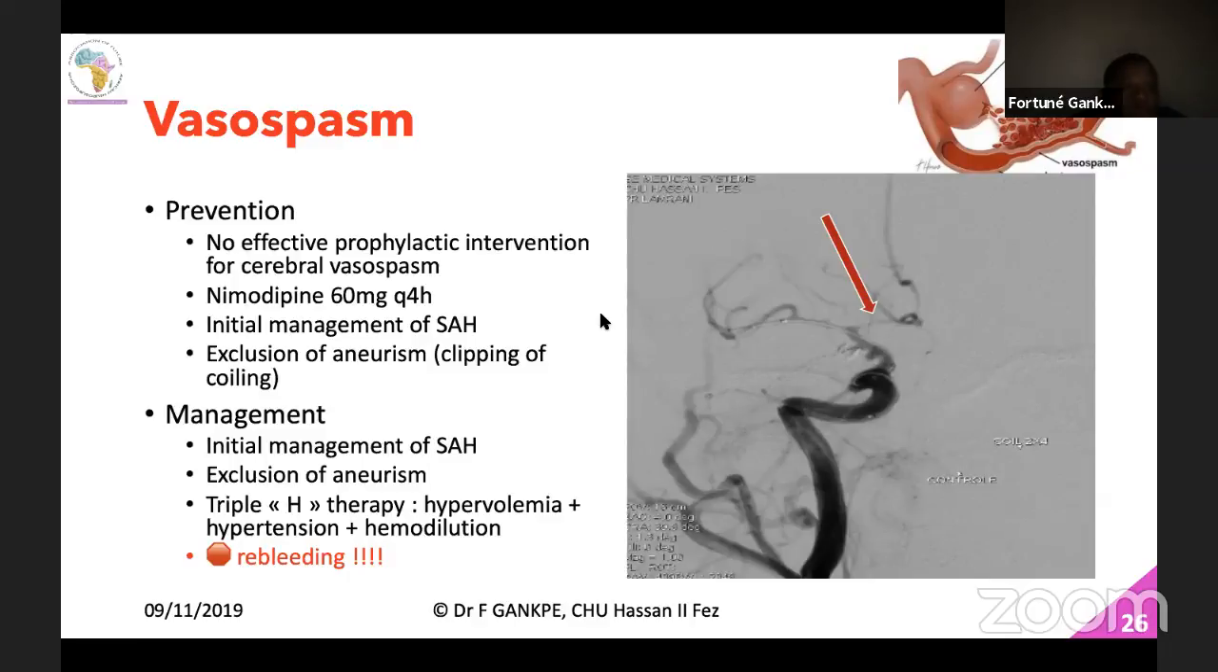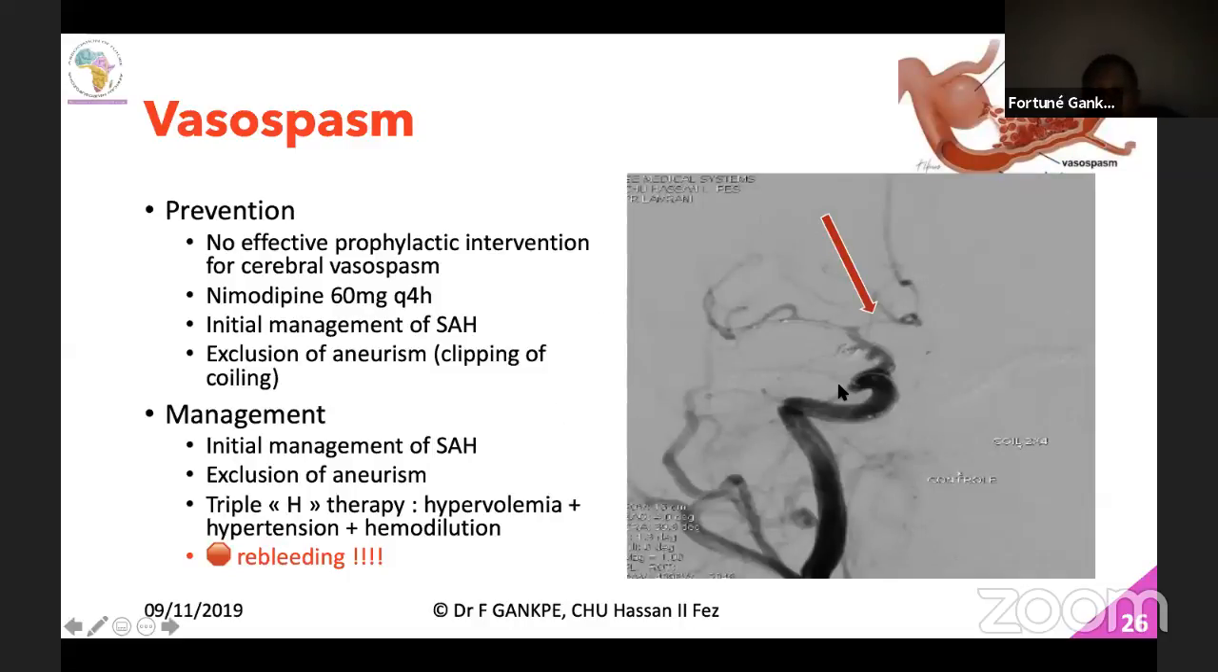When the vasospasm occurs, we can manage it with the initial management of subarachnoid hemorrhage, exclusion of the aneurysm, and the triple H therapy: hypervolemia, hypertension, and hemodilution. But be careful about rebleeding when the aneurysm was not clipped or coiled. It's very, very difficult to manage the vasospasm with this triple H therapy when the aneurysm was not clipped or coiled.